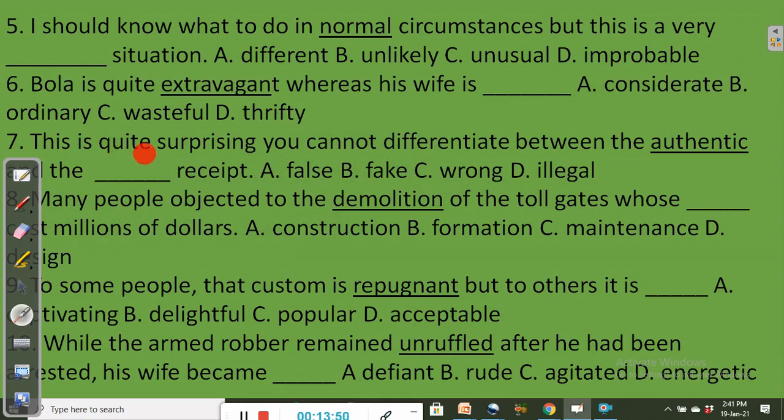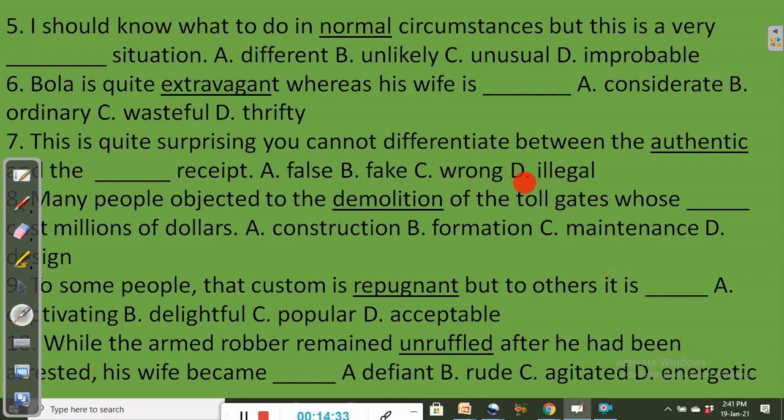Question number 7. This is quite surprising. You cannot differentiate between the authentic and the dash receipt. Now, authentic here means something that is genuine, all right? And if something is authentic, it is genuine. And then don't forget, we are using this word to describe receipt. And so we have to look for a word that collocates with receipt in such a context. If it is not authentic, what is it? Option A, false. B, fake.